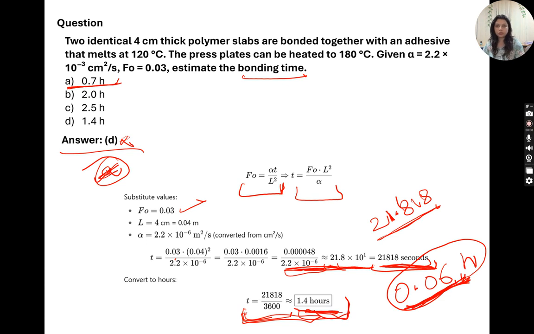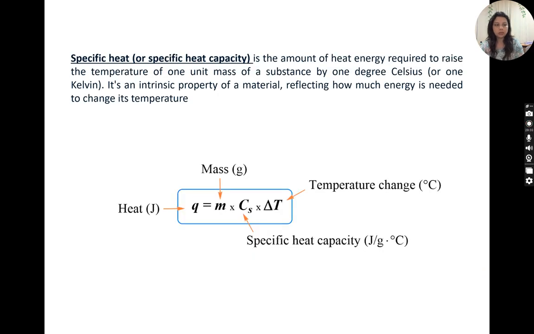Okay, then let's move to the next. So it's the last phenomenon and a different phenomenon, I can say specific heat. We just read about thermal conductivity and diffusivity. Now we are reading about specific heat.